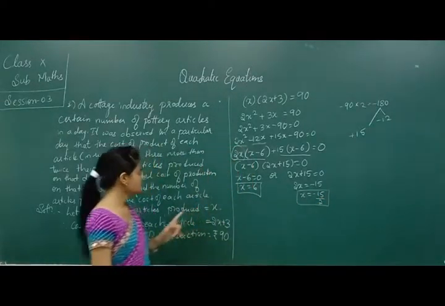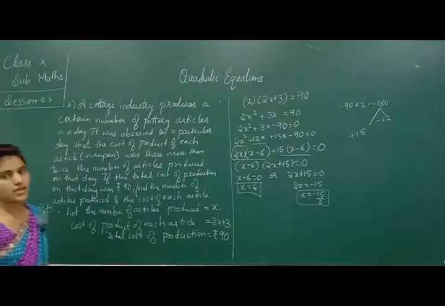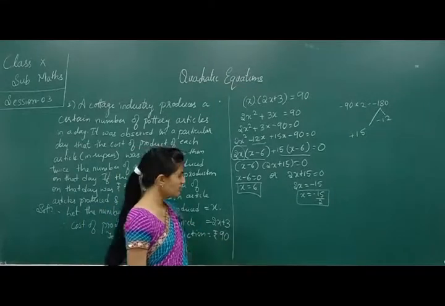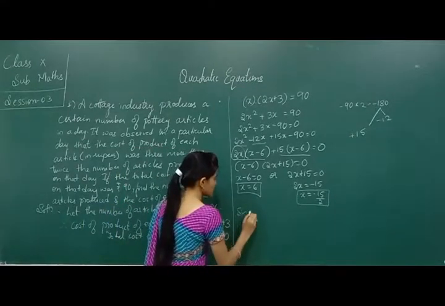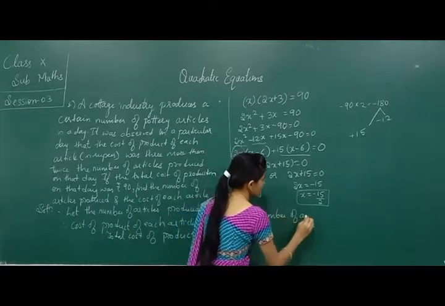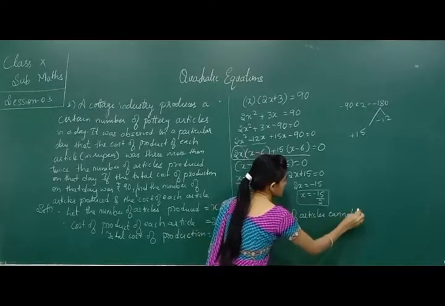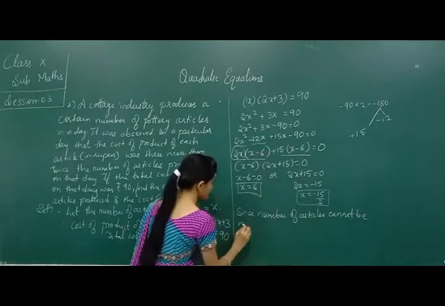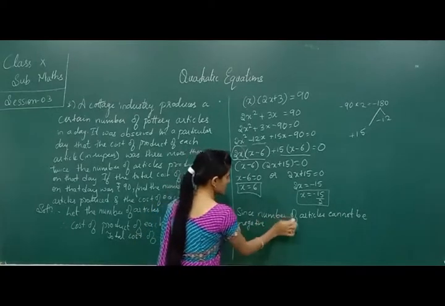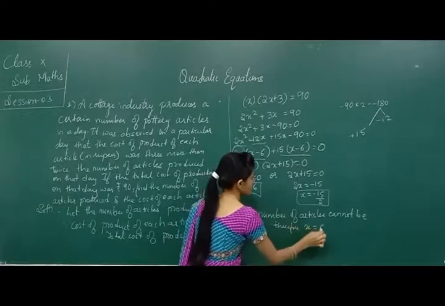See, what we have considered x, the number of articles produced be x. Number of articles cannot be negative. Since number of articles cannot be negative, therefore what are we going to consider? Therefore x is equal to 6.